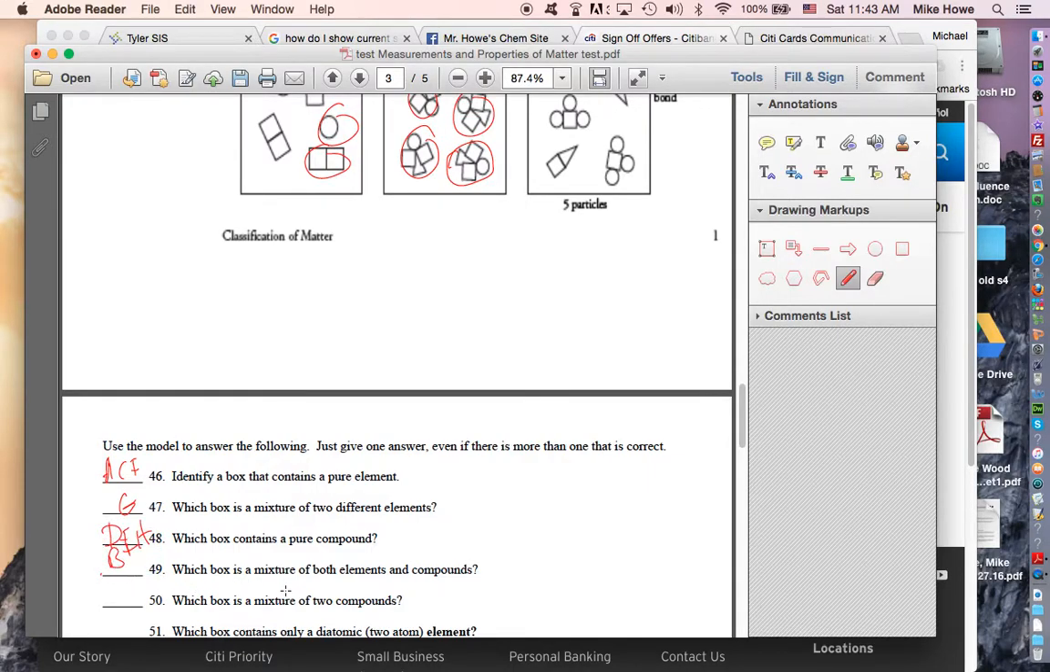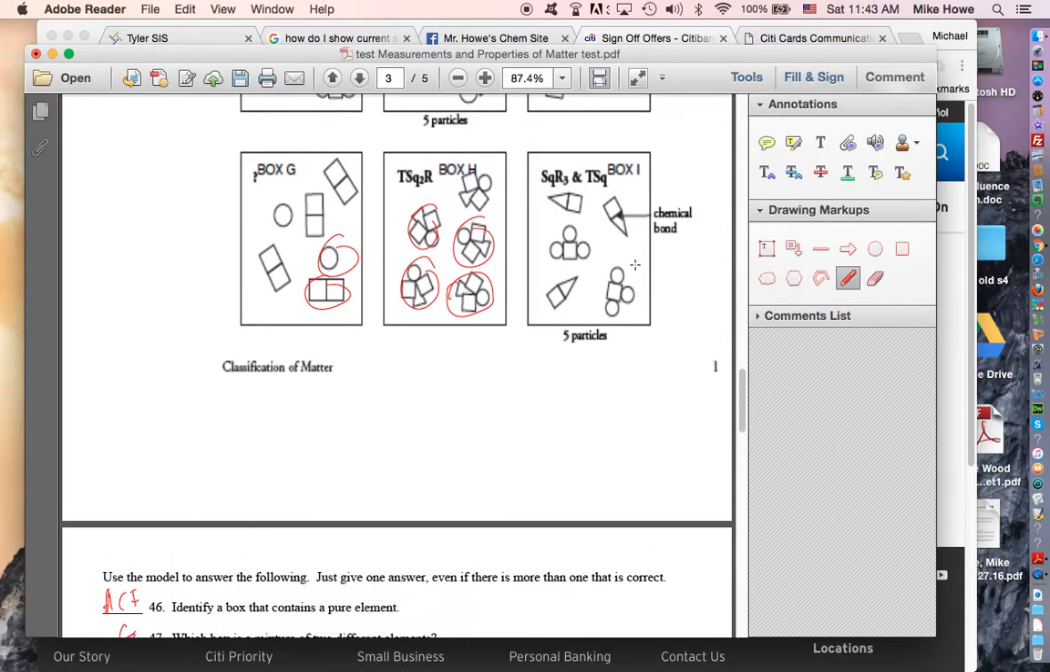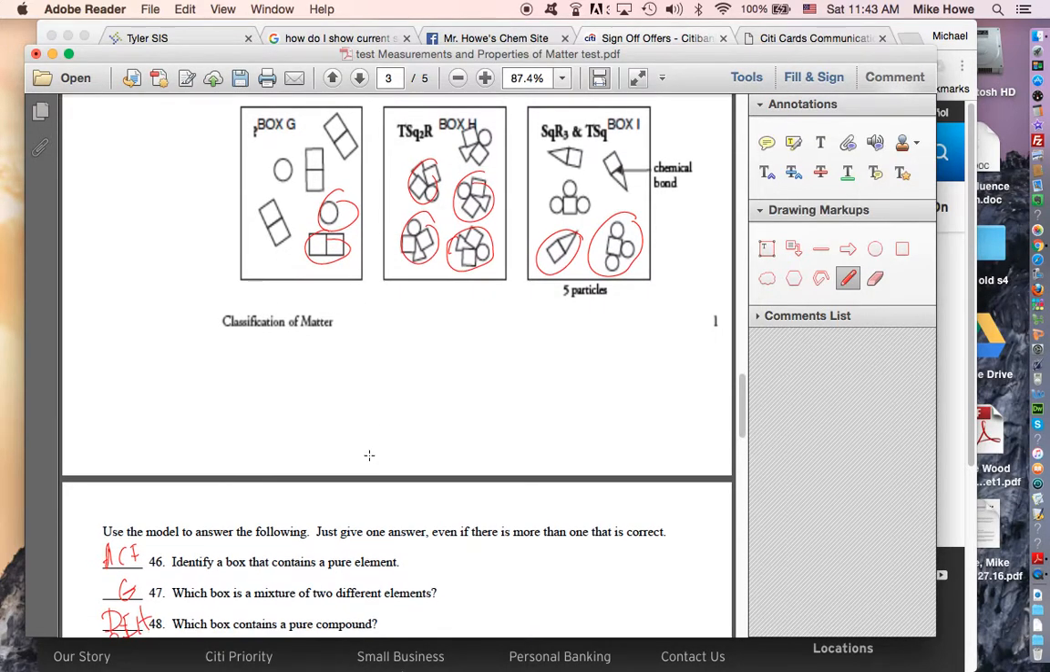Okay, a mixture of two compounds. Only one box that meets that. You see, that's a compound, and that's a different compound. Both are made of molecules. That's the only one that has two different kinds of molecules in the same box. So that's box I.